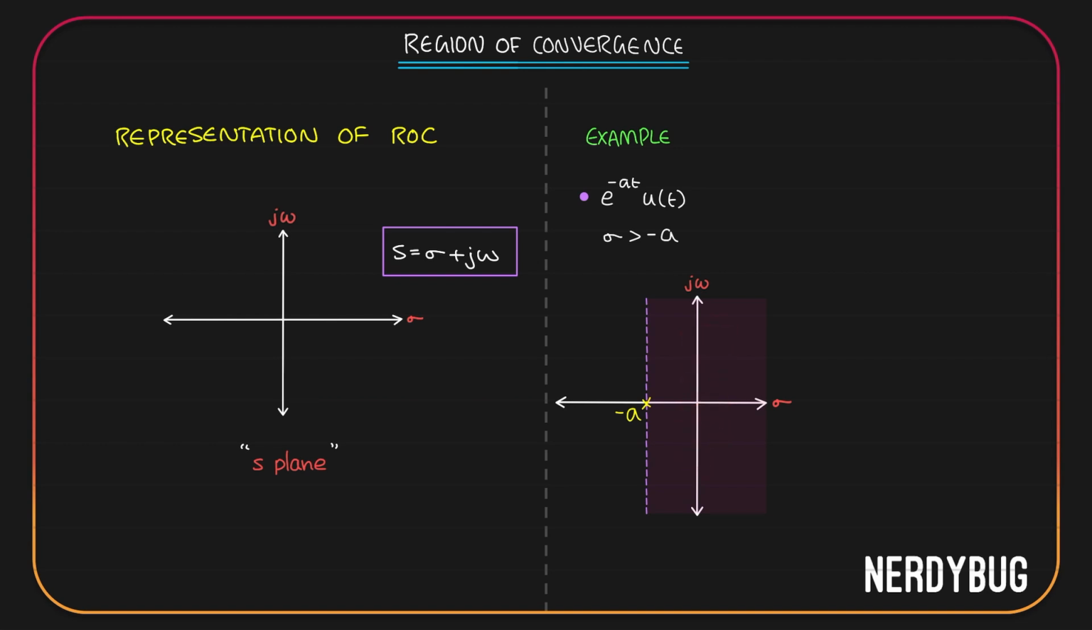Let's take another example. This is also a familiar signal, minus e raised to minus at u of minus t. And we know here the region of convergence is all values of sigma which is less than minus a. Its ROC can be represented on an S-plane like this. It is everywhere on the plane where sigma is less than minus a. So over here it is this shaded region.